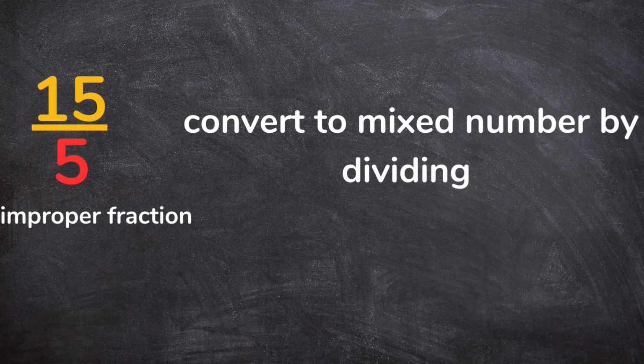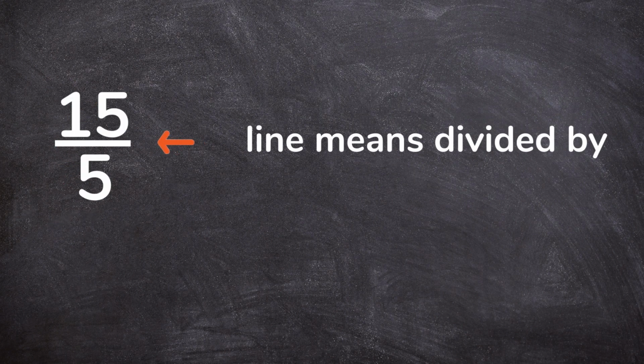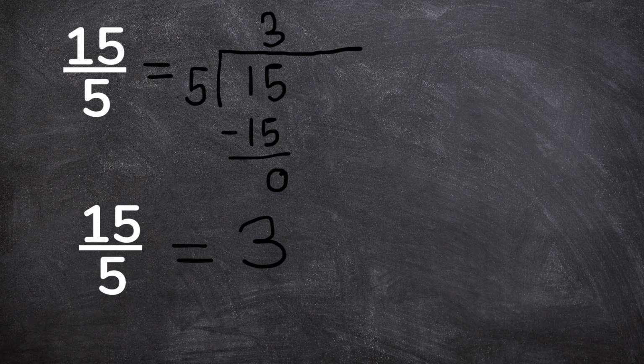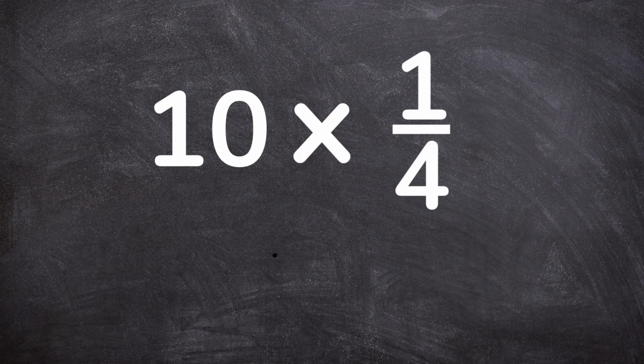15/5 is an improper fraction, and you cannot leave your number as an improper fraction. You have to convert it into a mixed number by dividing. Remember, the line between these numbers means divided by. So you do 15 divided by 5, you get 3. So our answer here will be 3. Very good. Let's try another example.